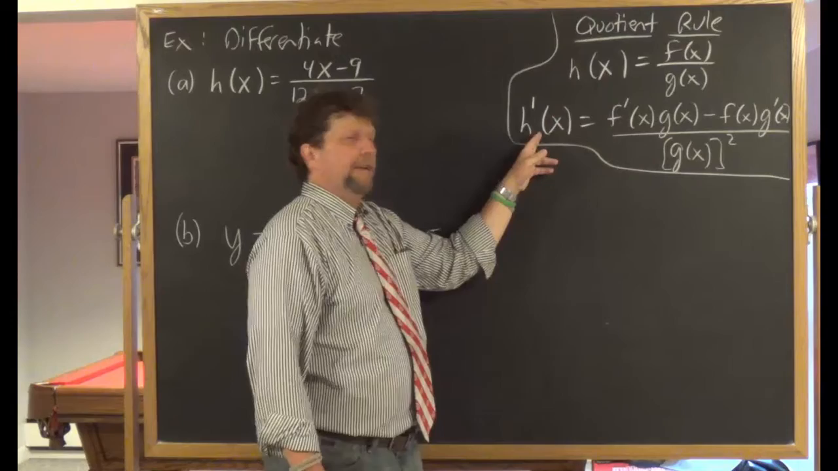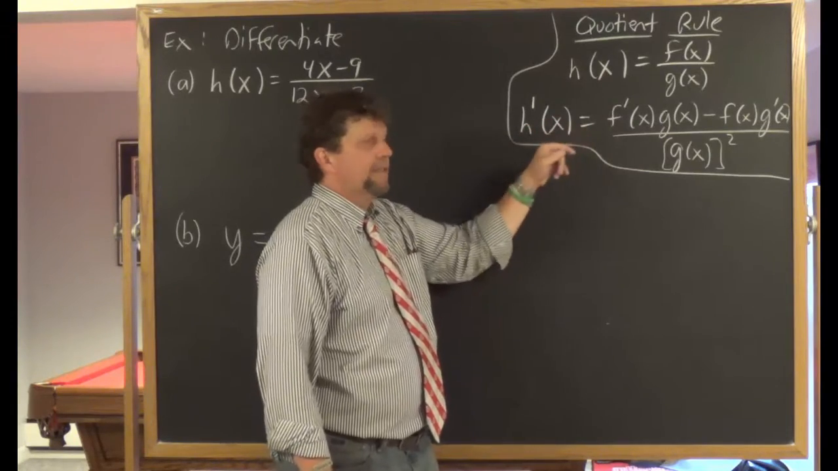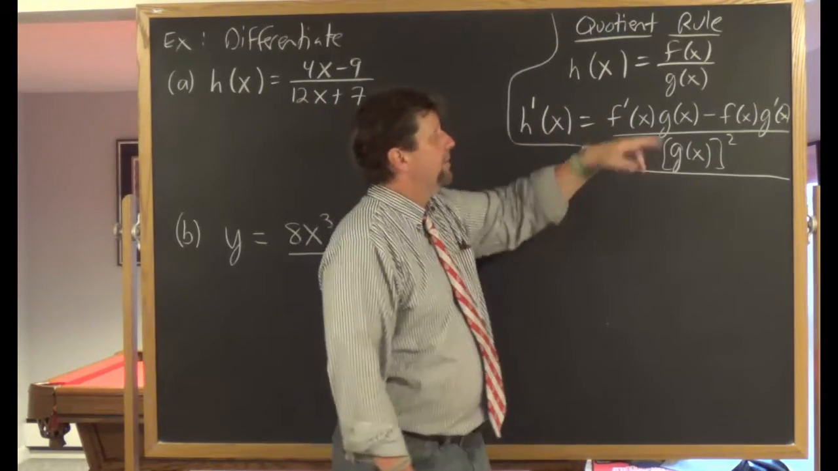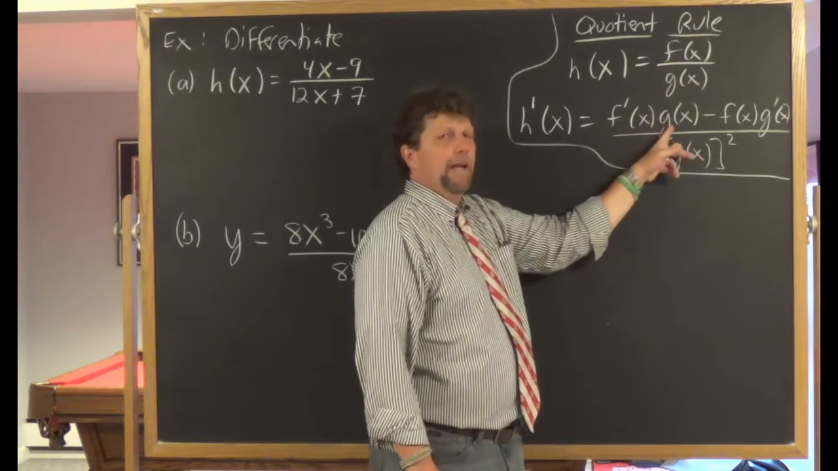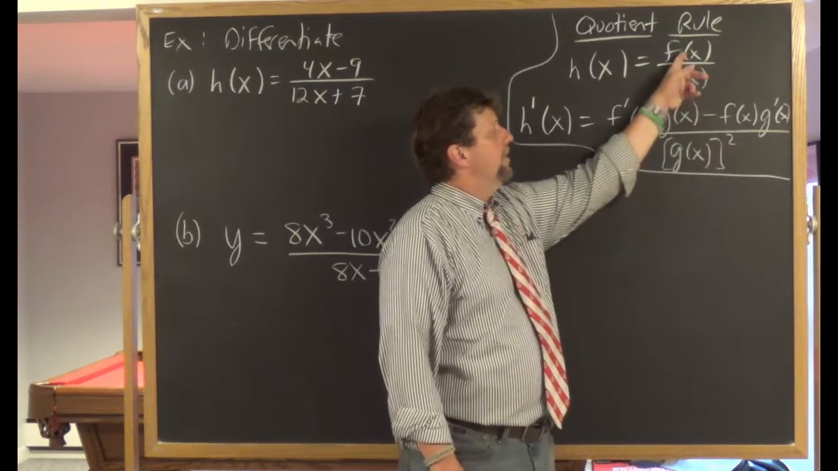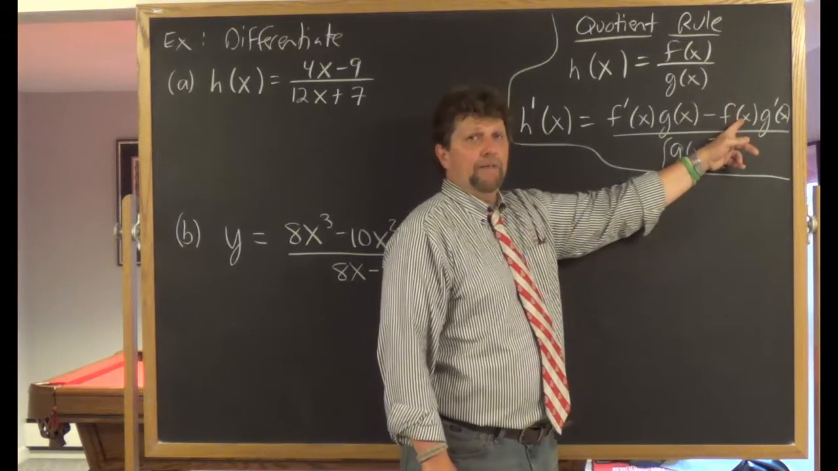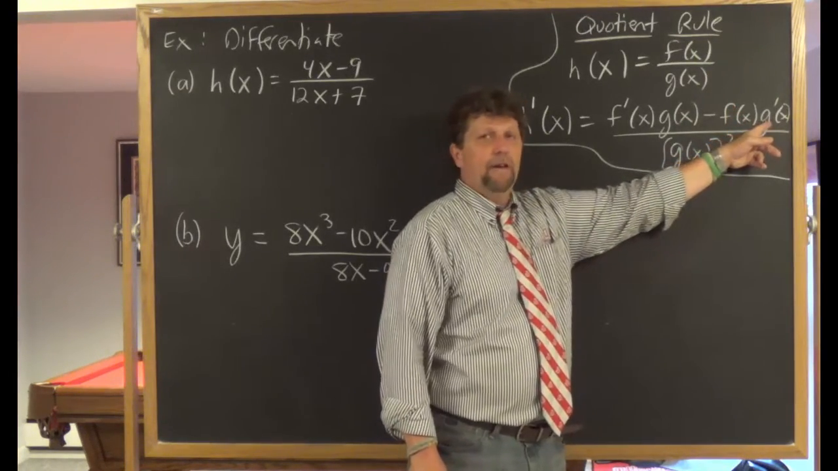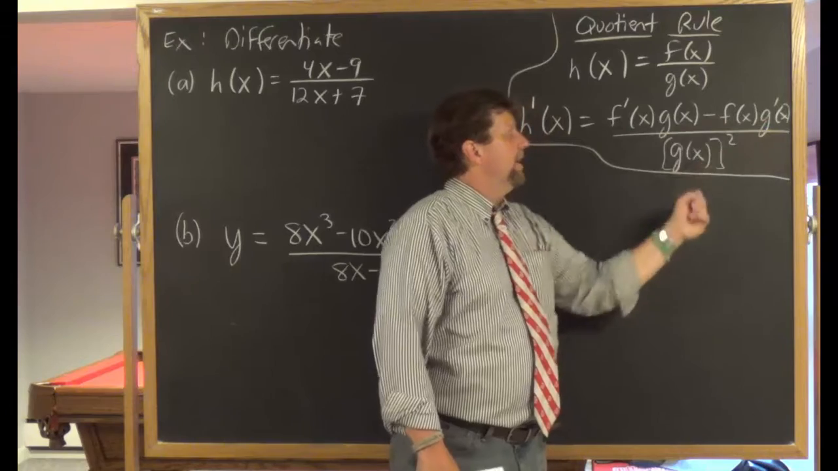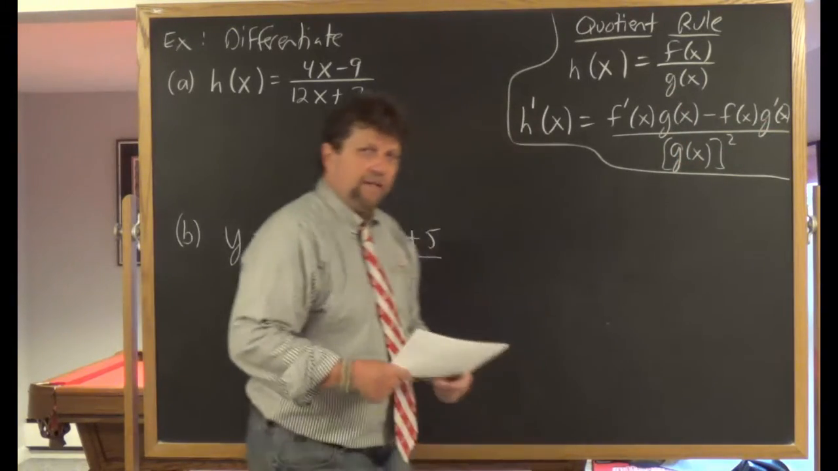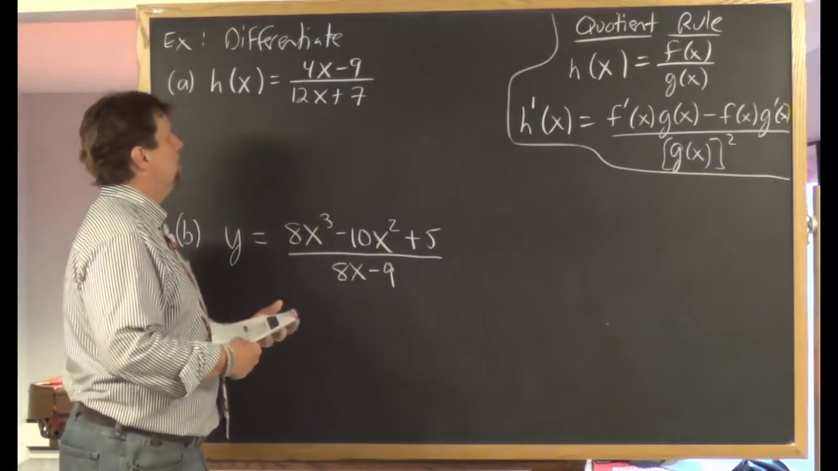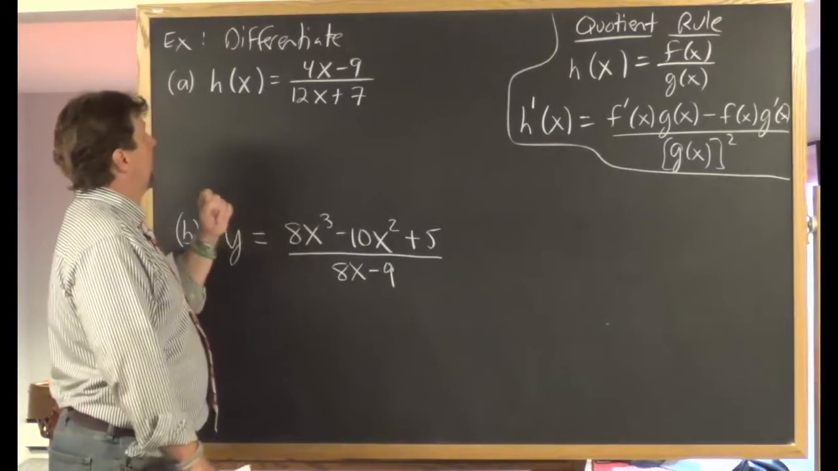To get the derivative, h prime of x, the derivative is, I'm going to babble the English again, the derivative of the numerator times the denominator minus the numerator times the derivative of the denominator, and then all of that junk is over the denominator squared. All right, let's practice the quotient rule, and here's the example that we left off with.